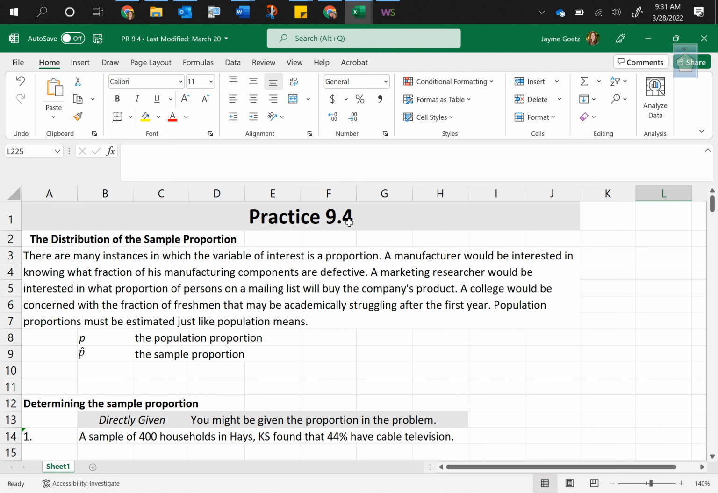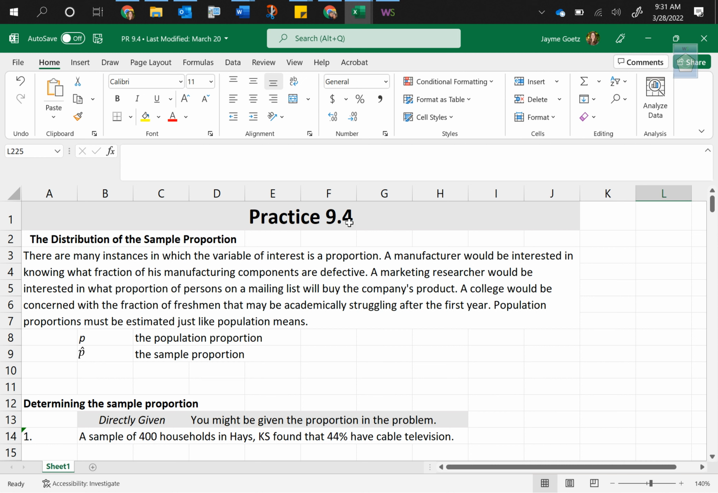So last class period, we talked about the distribution of sample means and how to take sample means, put them on that normal curve. Today we're going to talk about the distribution of sample proportions. There are many instances in which the variable of interest is a proportion. A manufacturer would be interested in knowing what fraction of his manufacturing components are defective. A marketing researcher would be interested in what proportion of persons on a mailing list will buy the company's product. A college would be concerned with the fraction of freshmen that may be academically struggling after their first year.